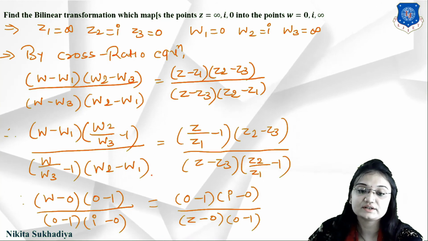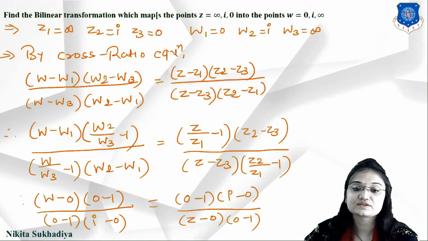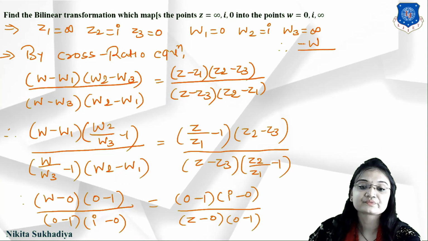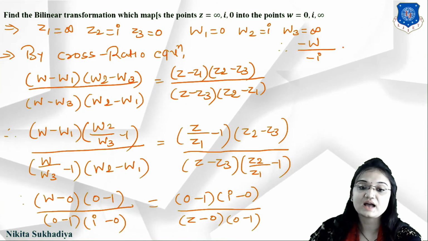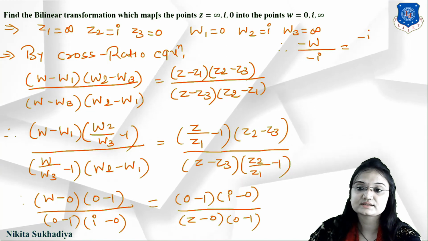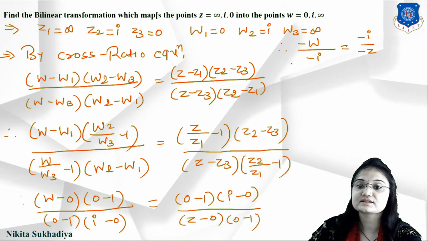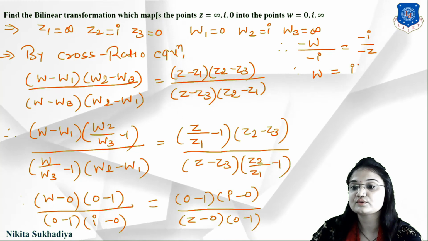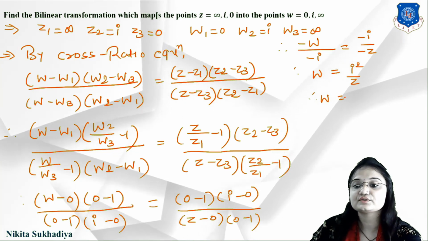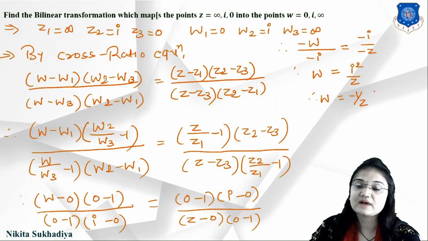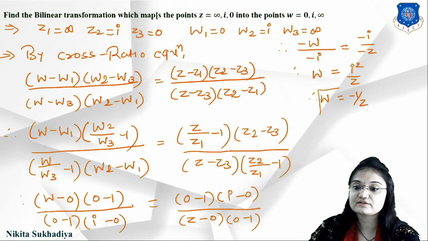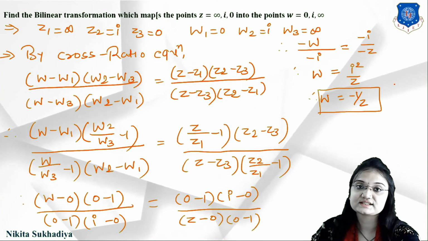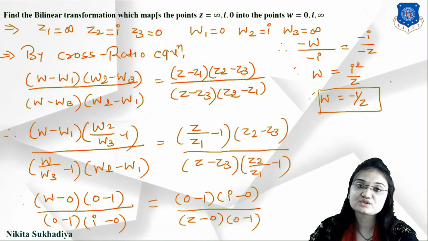So we will get the next term, that is in the numerator this is minus w, upon in the denominator minus i, is equal to minus i upon minus z. So this is nothing but w is equal to, minus minus cancels out, minus minus cancels out, so w is equal to i square by z. So we can say that w is equal to minus 1 by z, which is our bilinear transformation. This is our final bilinear transformation in the az plus b upon cz plus d form, where ad minus bc is not equal to 0.